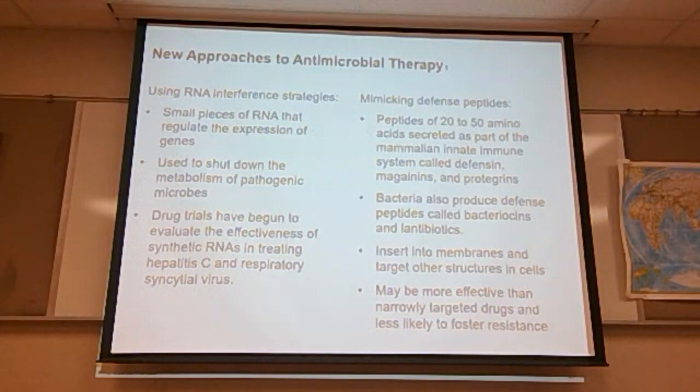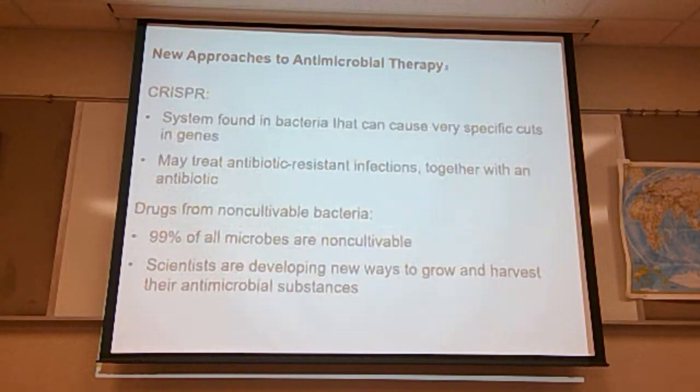Some new approaches to antimicrobial therapies using RNA interference strategies, using small pieces of RNA that regulate the expression of genes, mimicking defense peptides. Again, peptides with 20 to 50 amino acids are secreted by mammals. If we can extract those and manipulate them, possibly we could use them as defense agents.